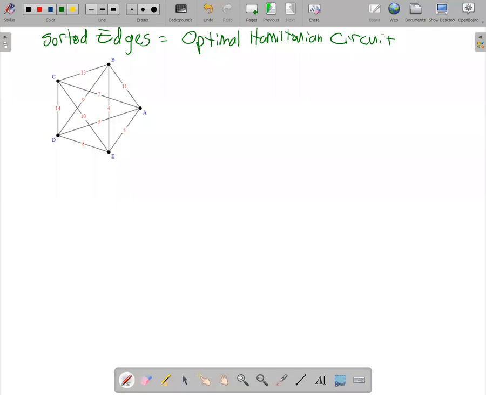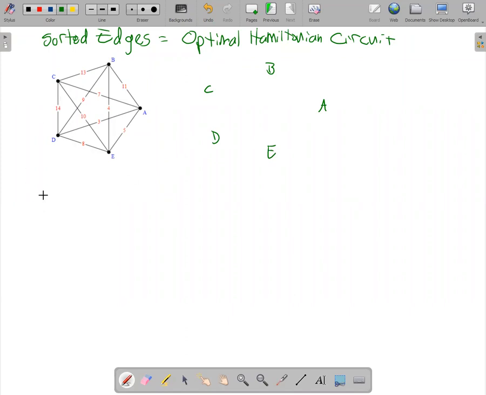So we're going to use the sorted edges algorithm, which optimizes a Hamiltonian circuit. Hamiltonian circuit means we hit each vertex once each, and we get back to where we started. So I'm going to redraw this over to the side to just get the edges I want, clean up the clutter a little bit. So what do we have?